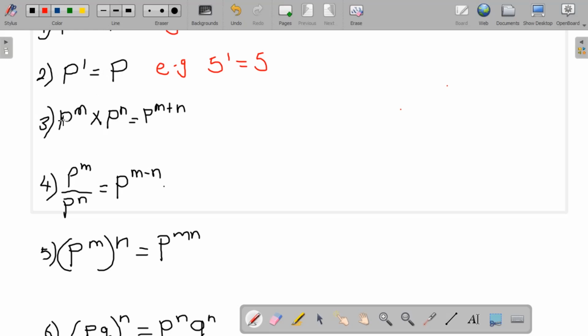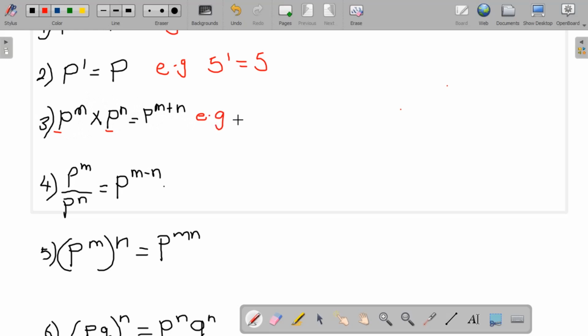Rule number 3 is when you're multiplying numbers with the same base. We have this one and this one, they are the same base. If you have the same base, what do you do to the powers? We add the powers, we add the indices.